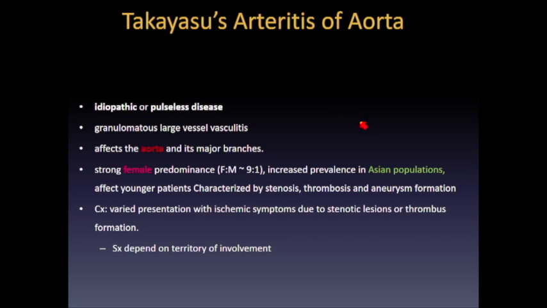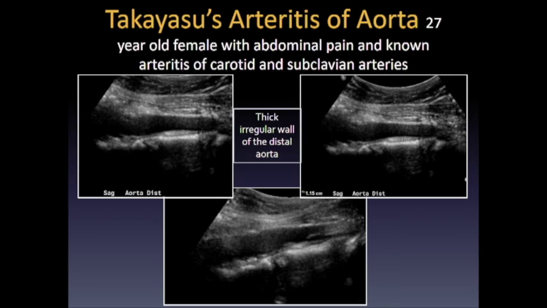Other things that we can see sometimes in the aorta are findings of Takayasu arteritis. It's an idiopathic or pulseless disease, and it's due to granulomatous vasculitis of the large vessels, affects aorta, subclavian arteries, carotids. There is a strong female predominance. Sometimes we see a higher prevalence in Asian population, and patients present with thrombosis, stenosis, or pseudoaneurysm formation within the vessels. There is a variable presentation depending on what territorial vessels are affected.